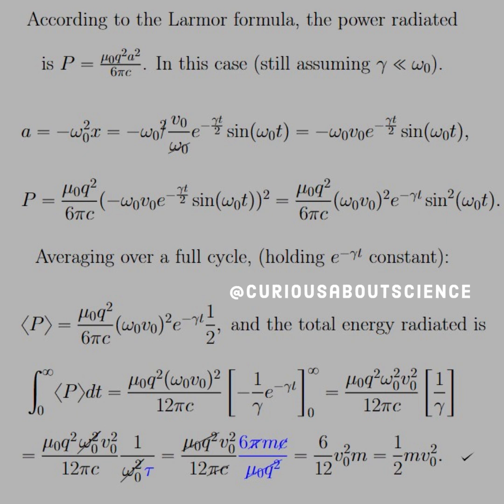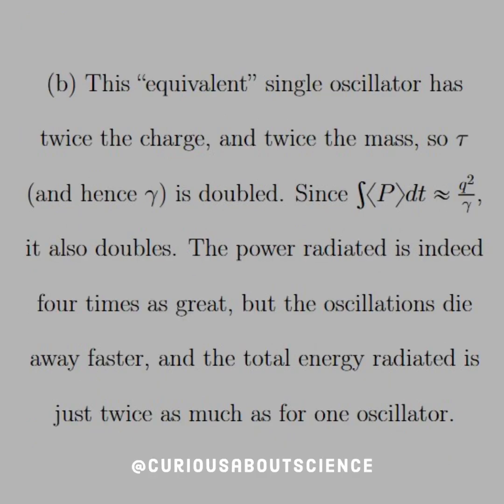I don't know, that's pretty cool to me, how we can start with something and end exactly where we need to. The big thing here is that the assumption of gamma being much less than omega naught makes us hold that exponential term steady.